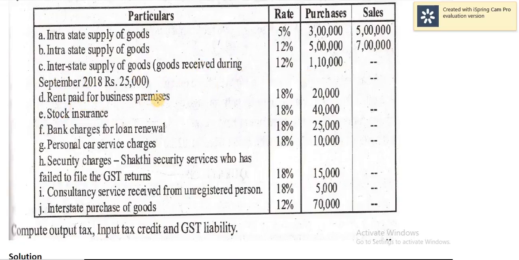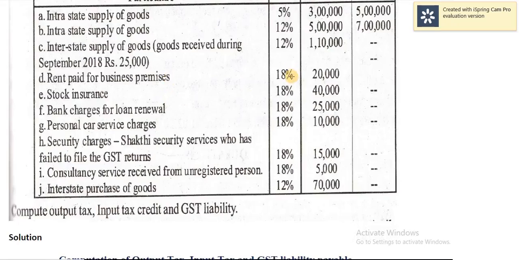Rent paid for business premises, so that is to be calculated at the rate of 9% each. Stock insurance 40,000 at the rate of 9% each. Bank charges for loan renewal, that's also 9% each. Personal car service charges, this is a personal transaction, so it has not to be taken here.